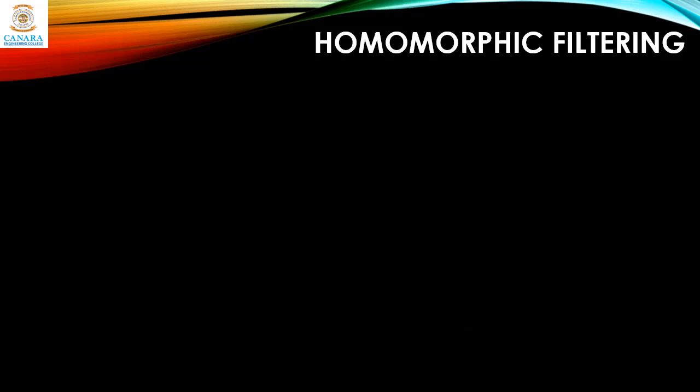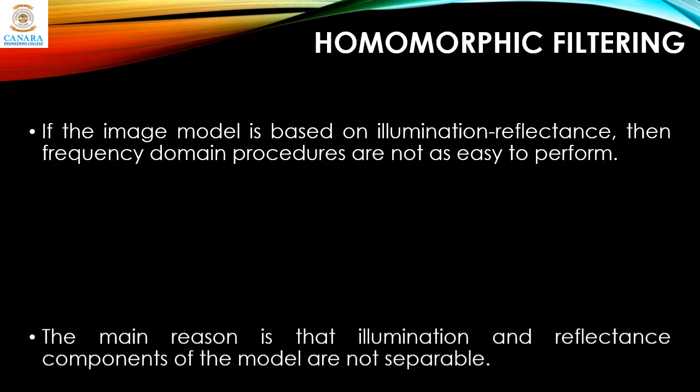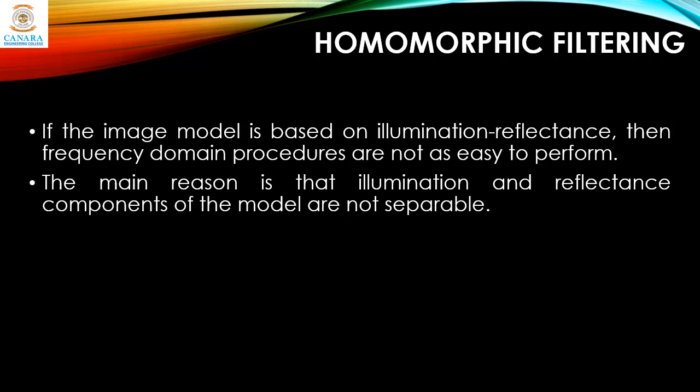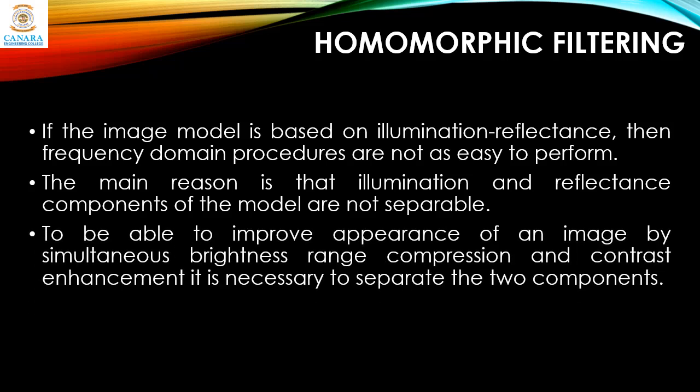Next, let us learn about the important concept of homomorphic filtering. If the image model is based on illumination and reflectance, then frequency domain procedures are not as easy to perform. The main reason is that the illumination and reflectance components of the model are not separable because they are multiplicative in nature. So to improve the appearance of an image by simultaneous brightness range compression and contrast enhancement, it is necessary to separate the two components, which are multiplicative.